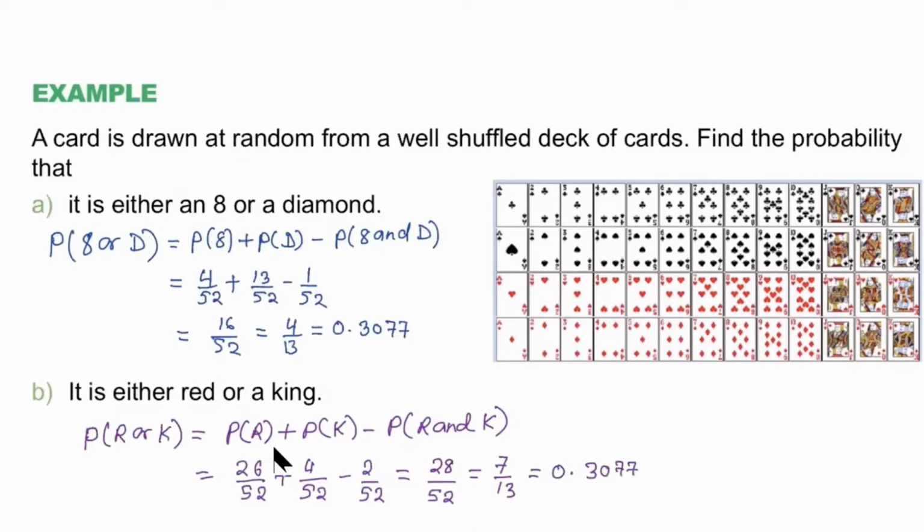So in this example, we use the addition rule of probability for non-mutually exclusive or joint events. When we say non-mutually exclusive events, these are the events where the possibility of occurrence of both is there.